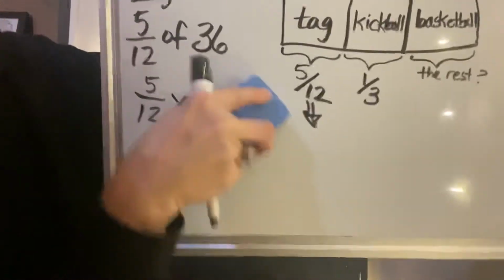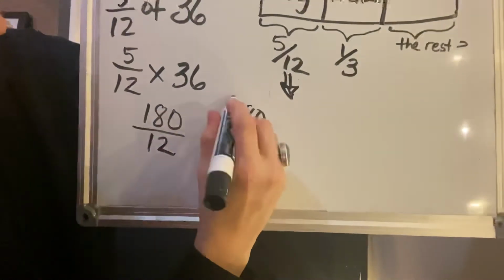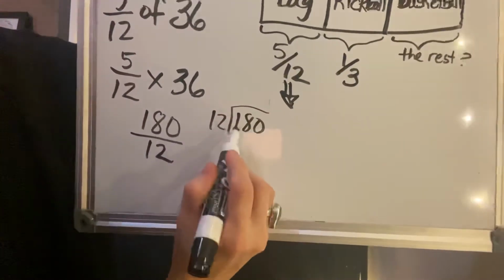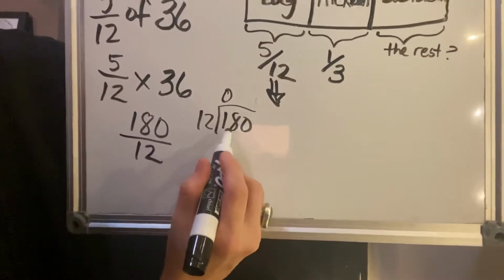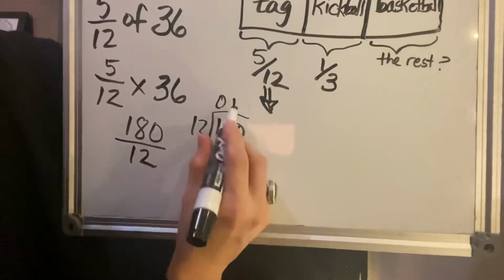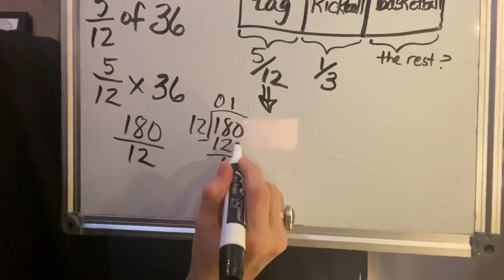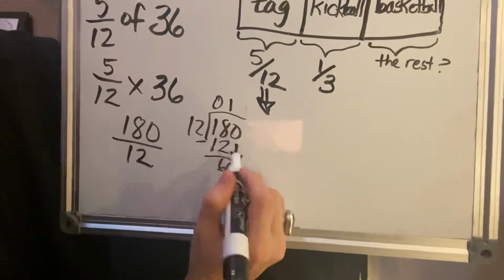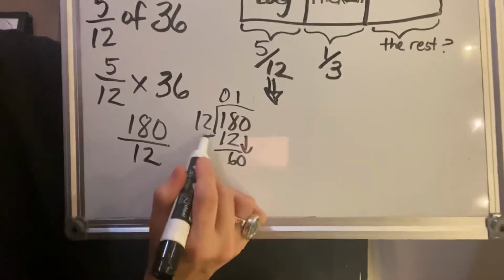Okay, awesome. So now we just have to divide real quick. 180 divided by 12. 12 cannot go into 1. That's too small. Put a 0. 12 can go into 18. So 18 divided by 12 is once. Perfect. Multiply. Bam. And subtract 6. Bring it on down. Bring that 0 on down.